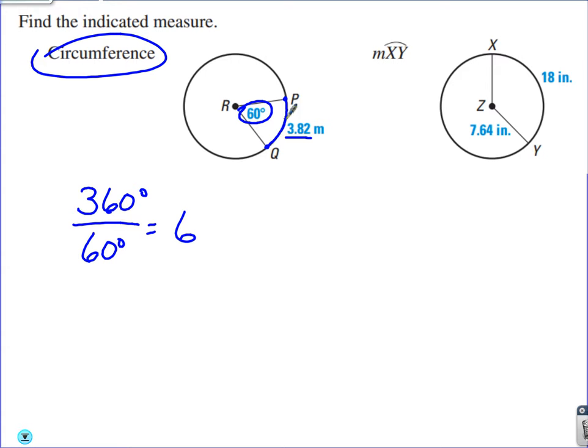So therefore, 3.82 is the distance from here to here. Since there's 6 slices, yeah, good job. Just multiply that by 6. And your whole circumference is going to be 22.92. And that should be exact, right? That's not approximate, because if that 3.82 is exact, then the 22.92 is exact.